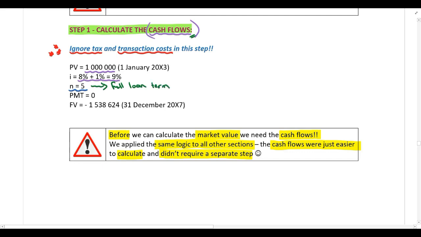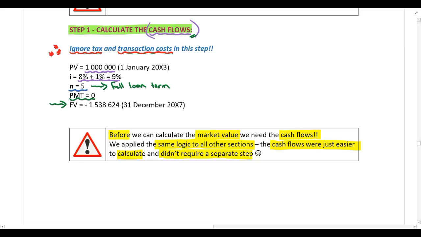So the full loan term is 5 years. You include that in your calculation over here. Your payment is 0 because nothing is paid during the loan period. All interest and capital is repayable in a single bullet payment on the 31st of December 20X7. So payment is 0 and you compute your future value.